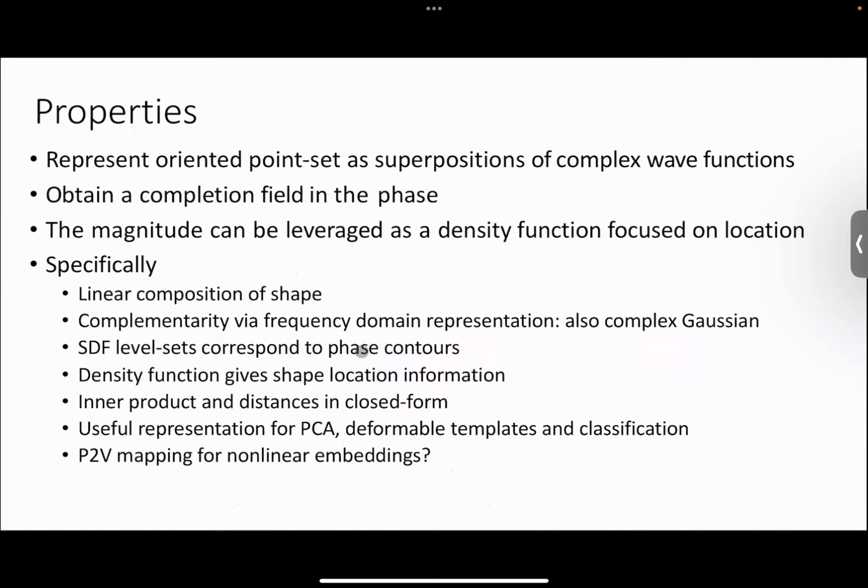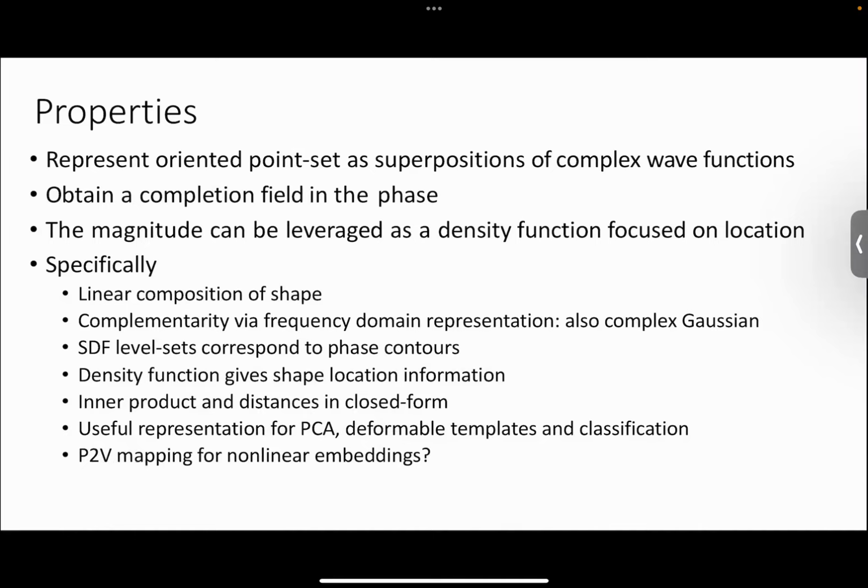And you can also compute inner products of this wave function and end up with kernels, which are going to be related to things like wave kernel signatures in the literature from Daniel Cremers' group, et cetera. You can get inner products and distances in closed form, but they'll all have this extra information in the form of orientation information. You can, of course, do PCA and other types of statistics. And in the future, we are actually thinking of doing P2V mappings. In case you're not familiar with P2V mappings, these are very popular in deep learning right now, where you go from a point set representation to a volumetric representation.